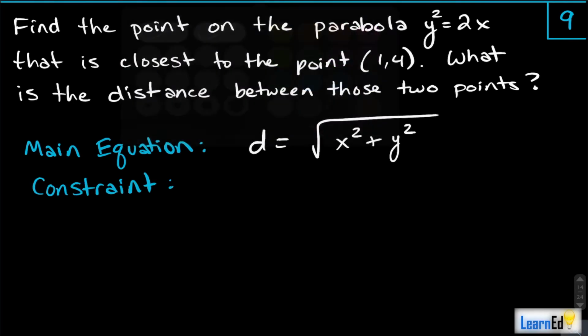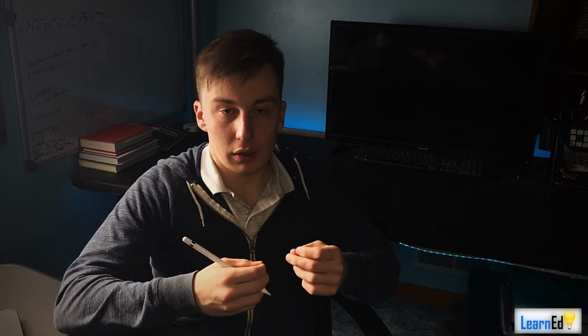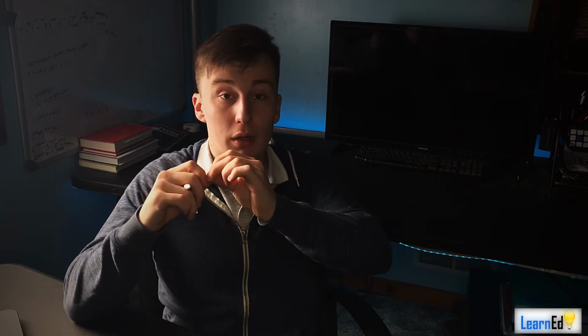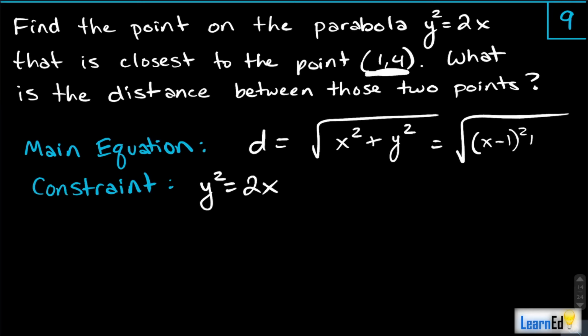Well, first off, the main equation isn't done because we have to incorporate the point. Okay? So the point isn't our constraint equation, the point goes in our main equation. Because, like I said, that was the distance from the origin to a point. We're looking from, instead of the origin, we're talking about a point (1, 4) to a parabola. The parabola is our constraint equation, that y squared is equal to 2x. But how we incorporate the point in our main equation is by doing the square root of (x minus 1) squared plus (y minus 4) squared.